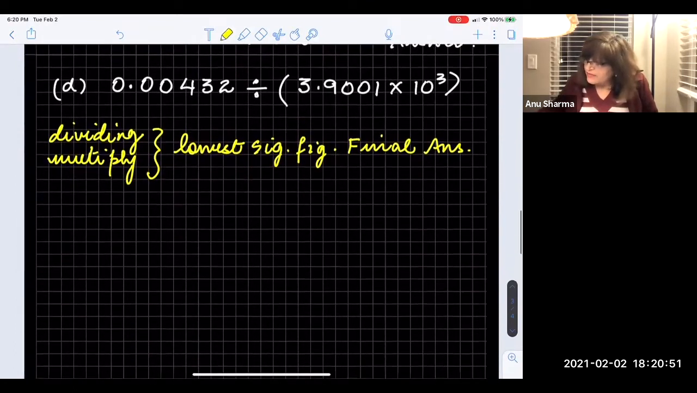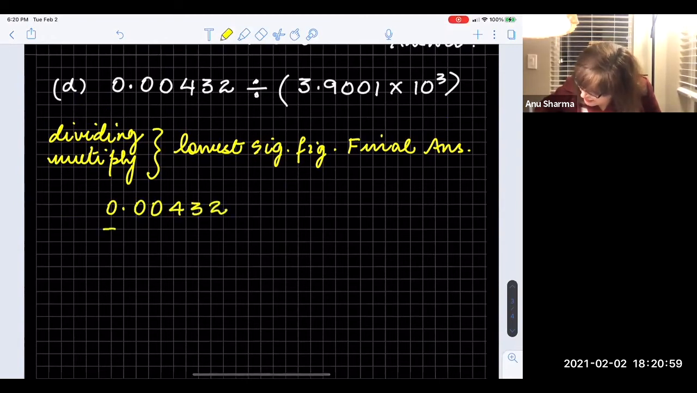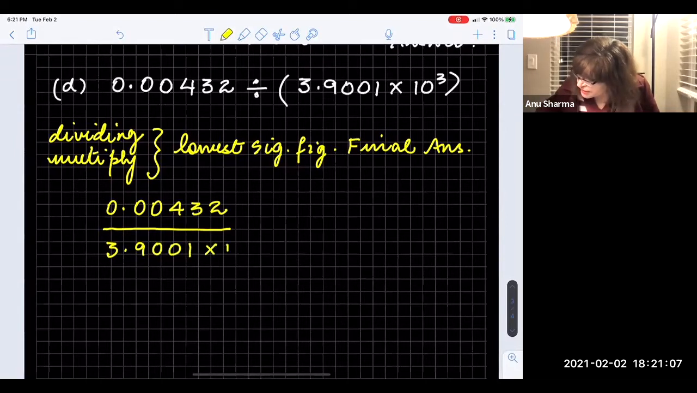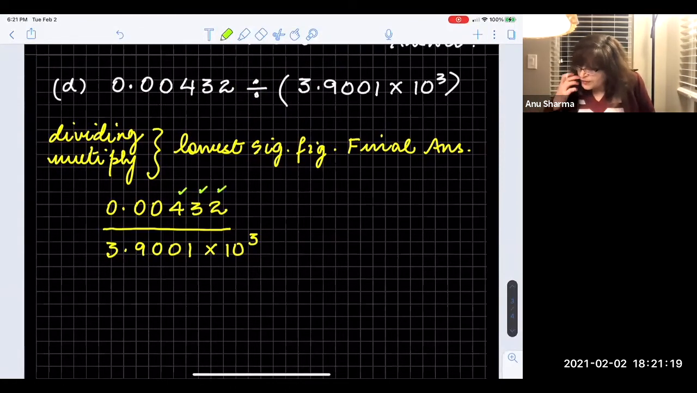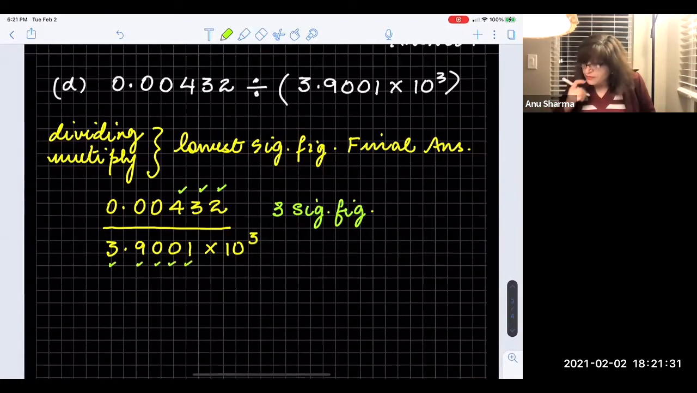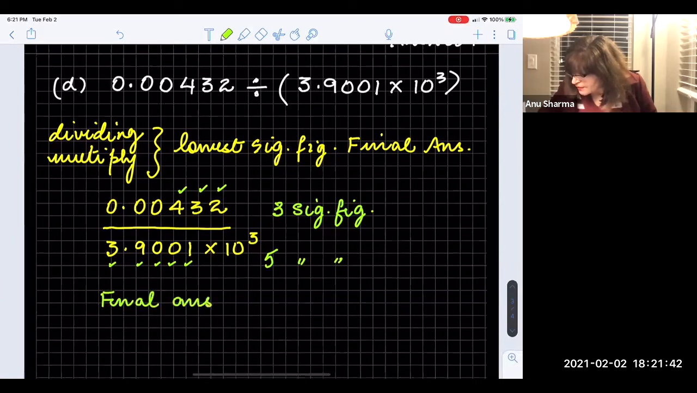All right, so now we have 0.00432 divided by 3.9001 into 10 to the power 3. Okay, so the same thing. So we will have here the number of significant figures 1, 2, 3. So 3 significant figures. And here you have 1, 2, 3, 4, 5. Remember, anytime you have a decimal, then all the zeros are also counted. So 5 significant figures. So your final answer should have how many significant figures? 3. Very good. So final answer should have 3 significant figures.